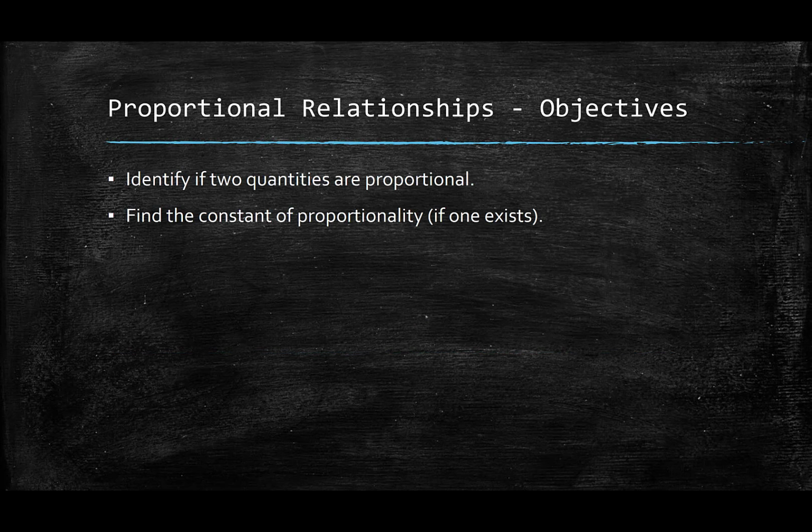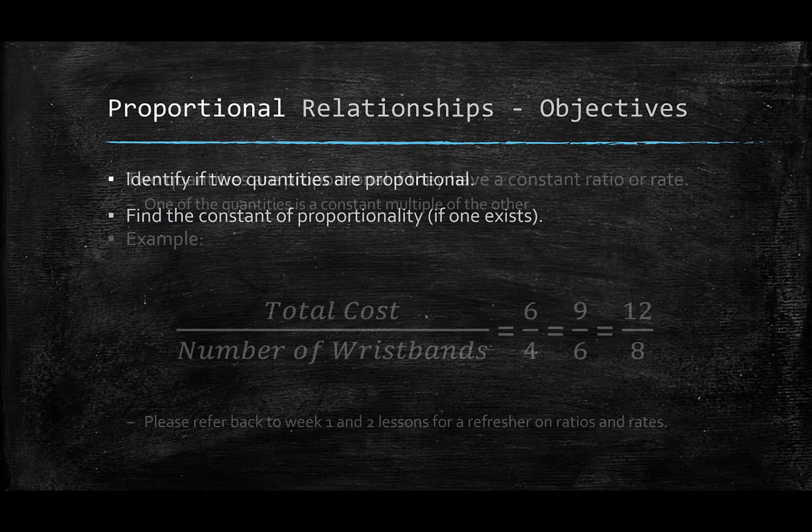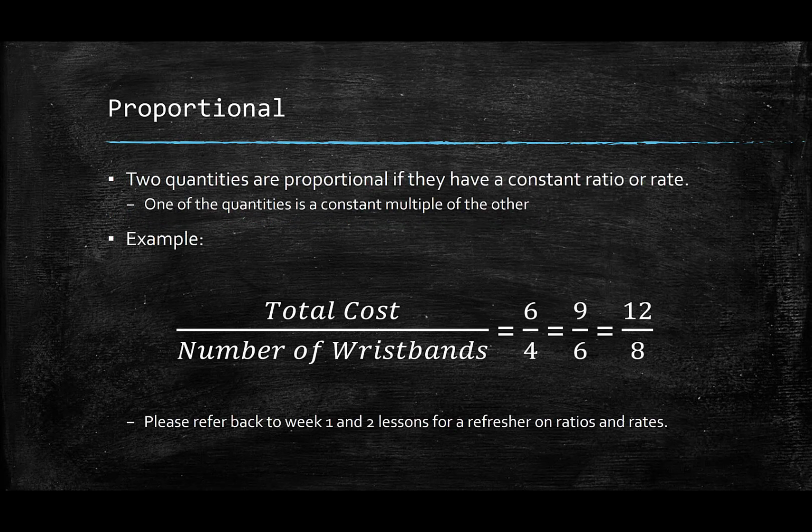The objective of this course is to identify if two quantities are proportional, and if so, identify the constant of proportionality. Two quantities are proportional if they have a constant ratio or rate. In other words, one of the quantities is a constant multiple of another. For a refresher on ratios and rates, please look back to the lessons from week 1 and 2.